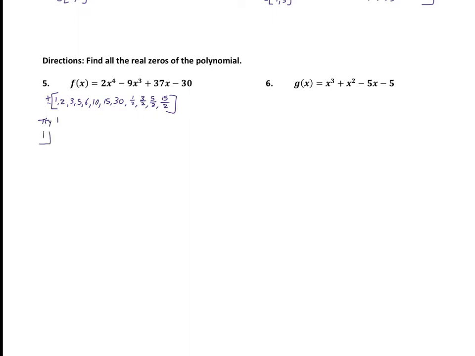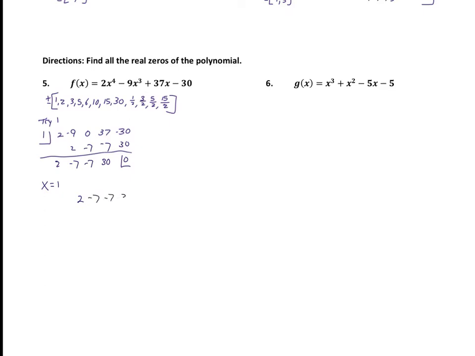We'll start off with 1. Coefficients of our polynomial are 2, -9. Don't forget 0 is a placeholder for x squared, 37, and -30. Bring down your 2 to start, so then 1 times 2 goes in the next column. -9 plus 2 is -7. 1 times -7 is -7. Add those together. Continue that, and we get 30 at the end. That gives us 0 for a remainder, so we know that x equals 1 is one of our zeros.